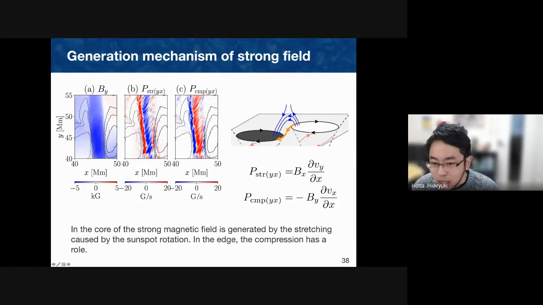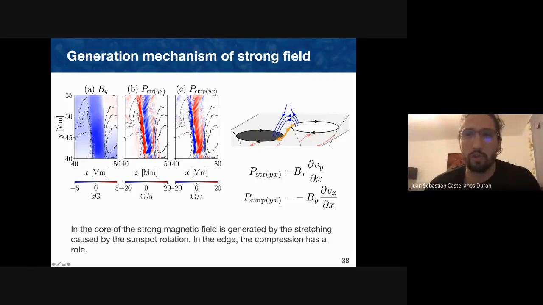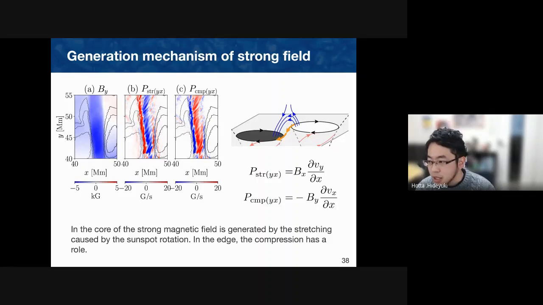But that is outside your computational box. If I understood, because of this open condition, the field is reconnected. But how something outside your computational box can enhance the field inside the computational box is not really clear to me. Yeah, we haven't analyzed the reconnection. Maybe some magnetic flux can be connected inside the box, but our computational box extends 700 kilometers from the photosphere. So some flux can reconnect in our computational box, but some is outside the box, and this is accumulated. Okay.